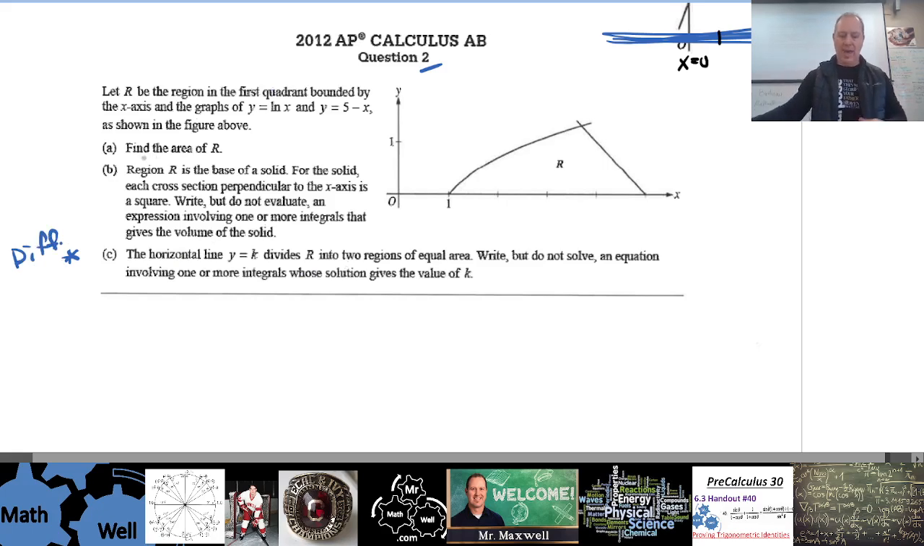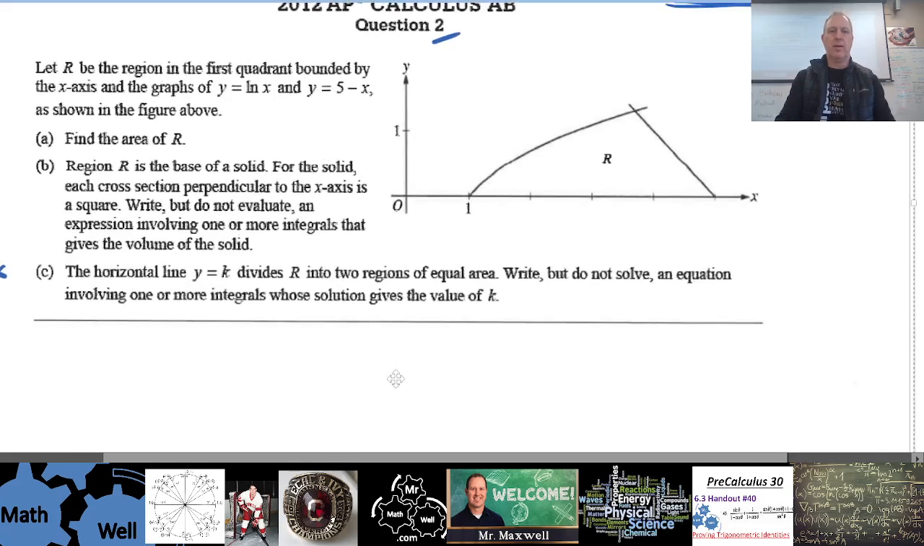Let's first of all start with A. Of course, what we have to do is find the area of R, and I don't know if I need to zoom in a bit with this. You guys see that all right? So to find the area of R, I need to find an integral or two integrals that will give me the area underneath the two curves. So we're going to need to find this intersection point, okay?